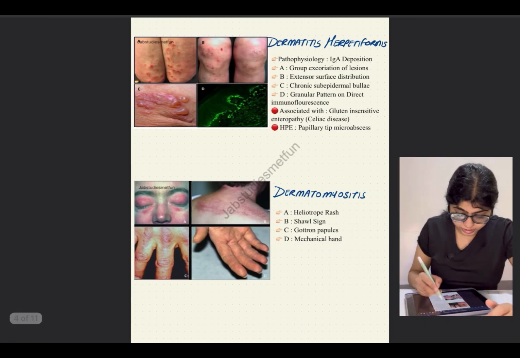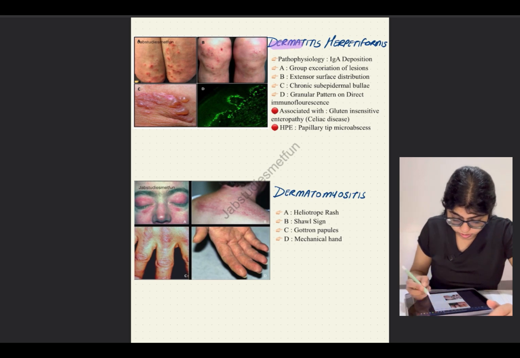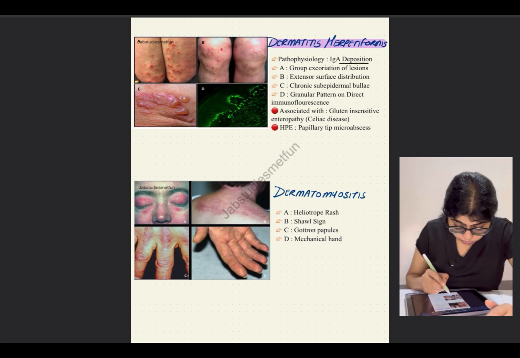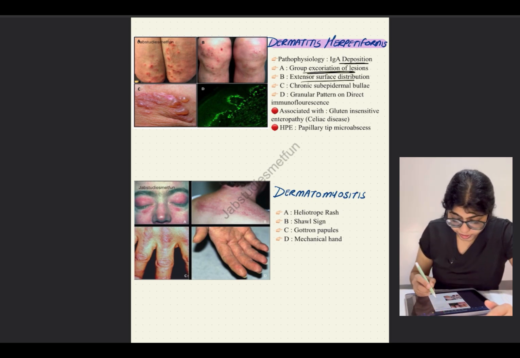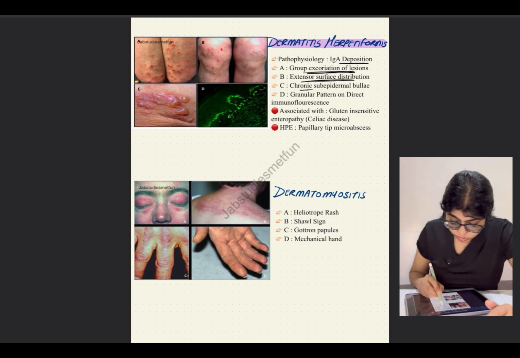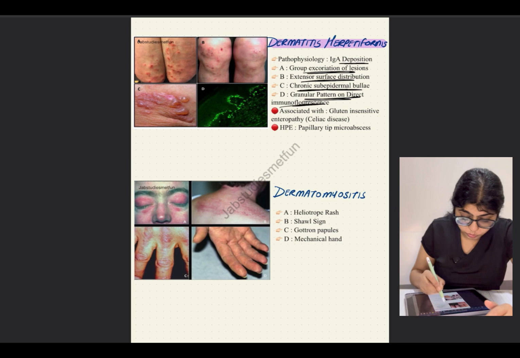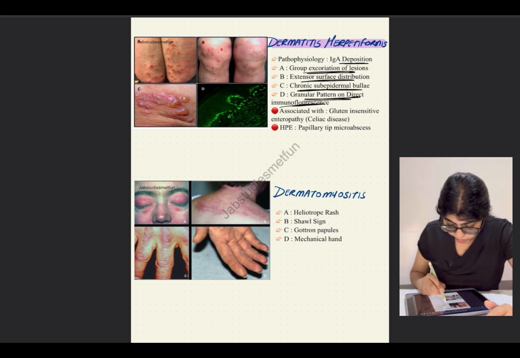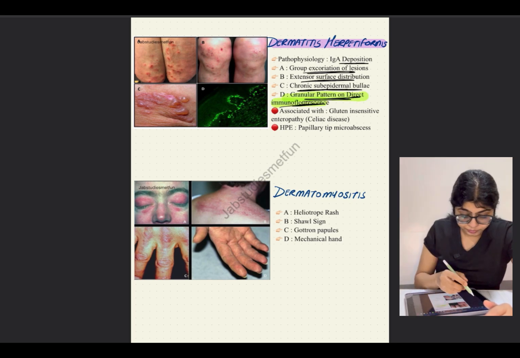Next one we have is dermatitis herpetiformis. The pathophysiology of this disease is IgA deposition. So we have four images over here. The first one shows grouped excoriation of lesions. The second one shows extensive surface distribution of this disease. The third one is chronic subepidermal bullae, and the fourth one is granular pattern on direct immunofluorescence. The fourth one is very important for your exam particularly. It has been asked before.